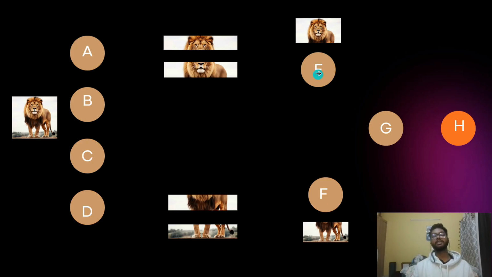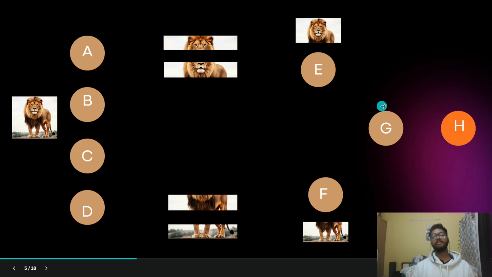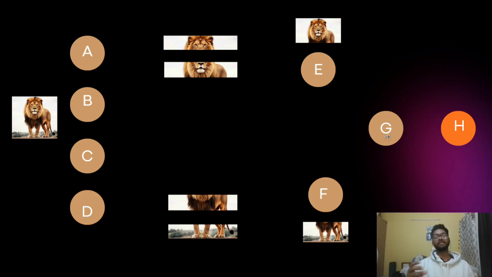Now, the part of E is to identify the upper half and F is to identify the lower half, and they send information to G. G again multiplies these by weights and finally makes a prediction. Now, G can make either yes or no. G can say that this is an image of a lion or this is not an image of a lion.